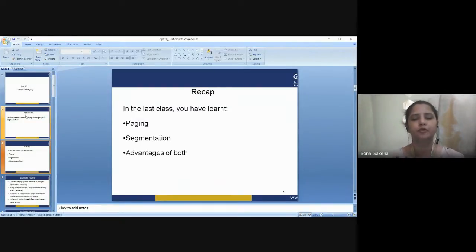Now, quickly, before moving to the further and advanced topics, let us understand that in the last classes we have learned what is paging, and then we have seen another technique which is called segmentation, and we have seen both the advantages and the disadvantages of the previous techniques. So now let us come over to the topic of demand paging, because it is actually related to the paging and the segmentation part.